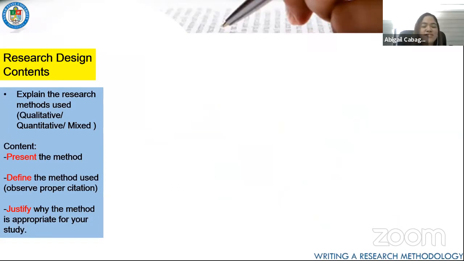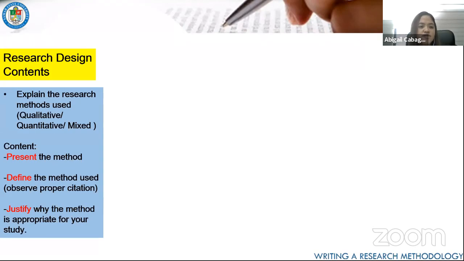This is very common, which I usually observe. For example, I was able to read a thesis or a dissertation stating that a mixed method research design was used. So you have to specify what specific mixed method design you are using. Hindi pwedeng sasabihin lang na qualitative design ito. Anong approach ang ginamit sa qualitative? Anong approach ang ginamit sa quantitative?